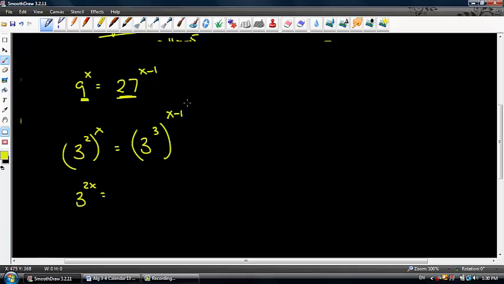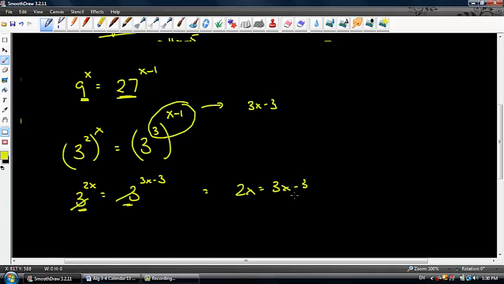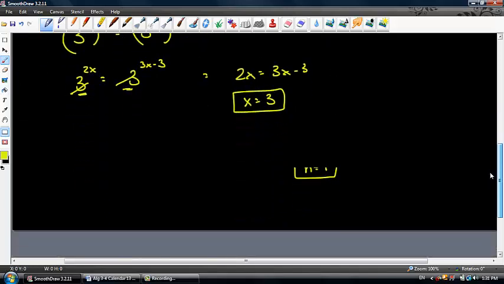The only thing you've got to be careful of here is that you have to use the distributive property. So this really, when we multiply it together, becomes 3x minus 3. So I have 3 to the 3x minus 3. I'm back to the same bases. They're gone. I have 2x equals 3x minus 3, and so x equals 3. All right, I believe that was example number 4. So let's go ahead and take care of the last example, example 5.